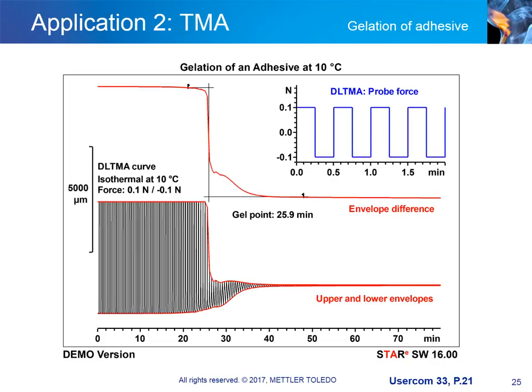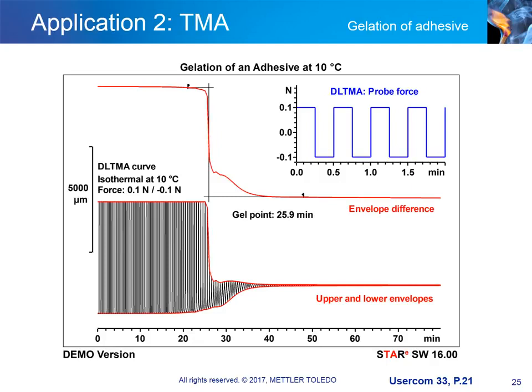To determine this gelation time, a dynamic load TMA or DLTMA has been used. In this mode, the sample is subjected to alternating forces. In the example, we were applying forces of plus minus 0.1 Newton. The respective force profile is shown in the upper right diagram. If the sample is still liquid, the probe lifts off the sample at the negative force.